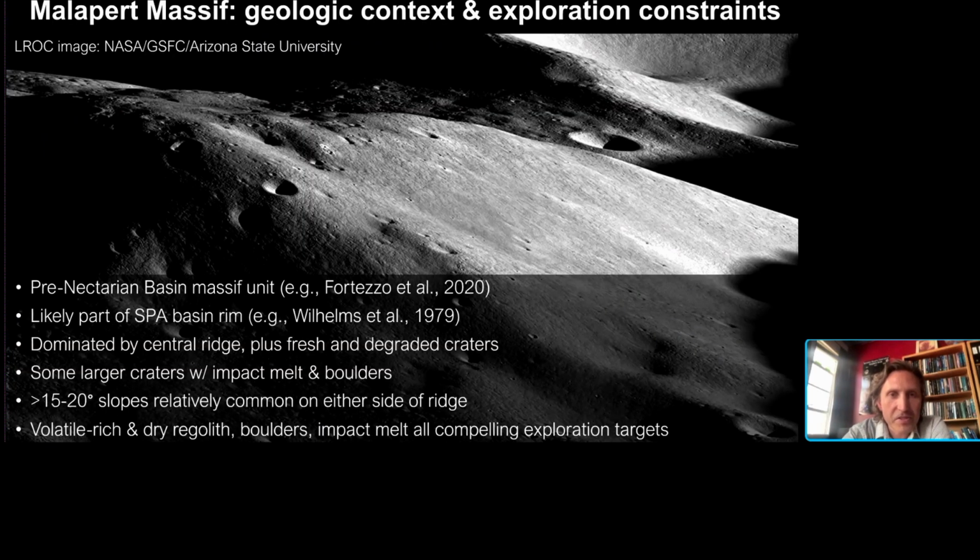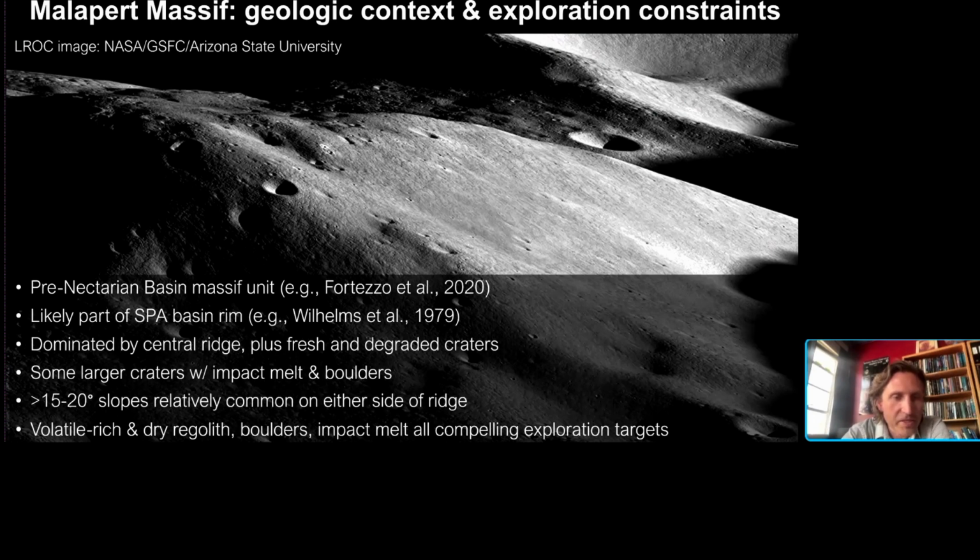So we also have to consider the geologic context of each of these sites, and this is just a summary of that data for the Malapert site. This is because, of course, meeting the science objectives of the mission depends not only on the volatiles questions, but also on the more geologically oriented questions. And so how do we define a traverse or set of traverses on multiple EVAs that will accomplish all of the objectives? And so this is sort of the context of that.